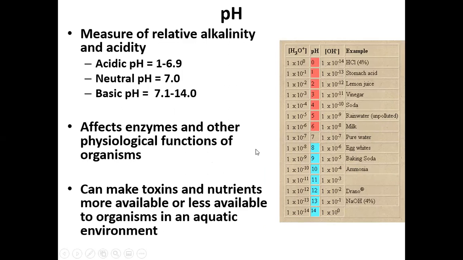So pH can have a great effect on enzymes, as we've studied previously. This semester, we looked at enzymes and how they can be affected by different things, and one of the things we looked at was pH. Having an enzyme in a pH that's not its normal pH can really affect whether or not it can function. And increased or decreased pH compared to what's normal can make toxins or nutrients more or less available depending on the organism that's in the environment. So pH can have a great effect on what can survive in certain environments.